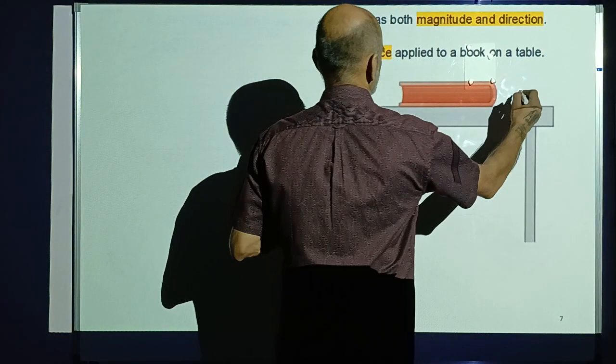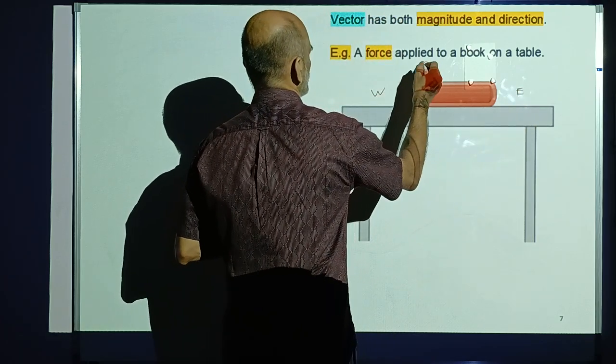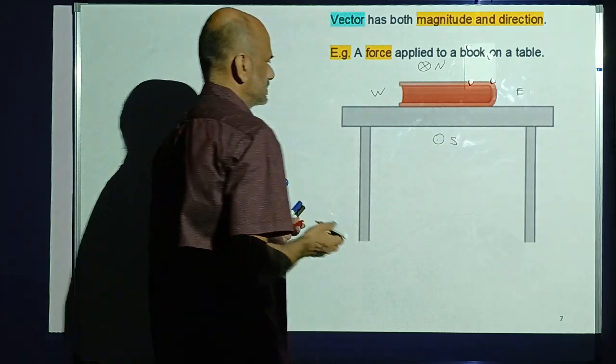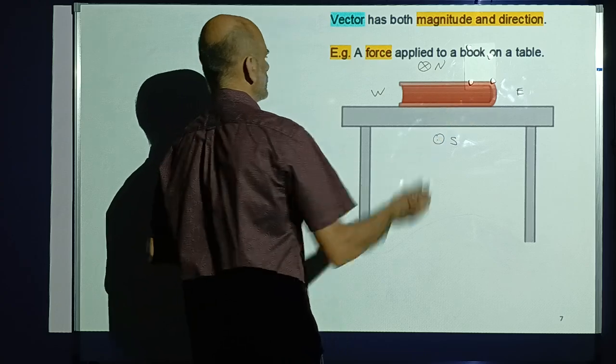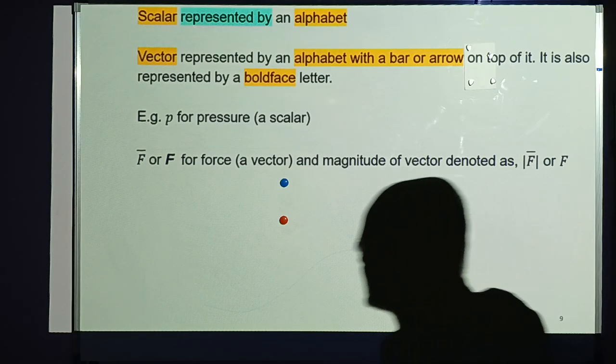Usually the right side is considered as east and this is west. So into the plane of the boat, let it be north direction, and coming outside, let it be south direction. So the force applied from south, it's inside the plane of the boat, then the boat will move inside in the north direction. So how to represent scalars and vectors?